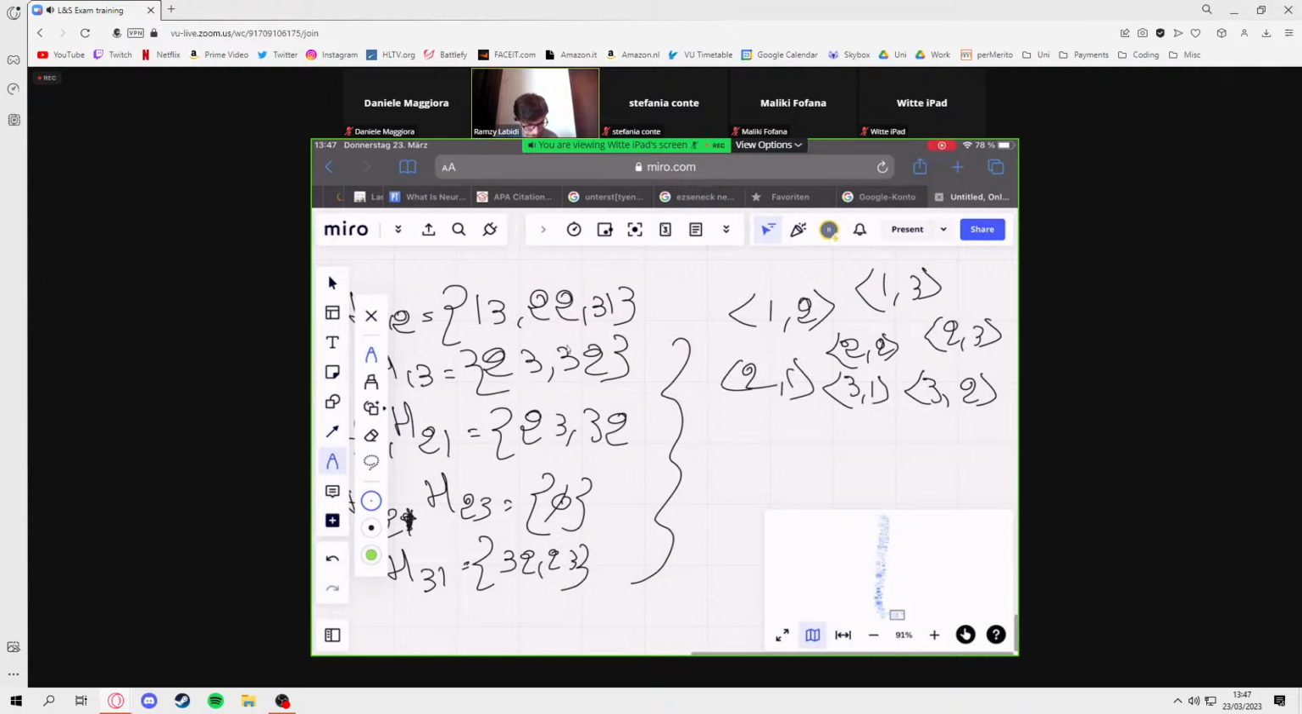So we know that 1, 2 connects to 1, 3. No, 2, 1 connects. We know that 1, 2 connects to 2, 2. We know 1, 2 connects to 3, 1. And 2, 1 connects to 2, 2, and 3, 1. Sorry for the mess, but basically everything here is connected to everything here. And the same goes for here. So this is connected to both, and that is connected to both. This is connected to both.